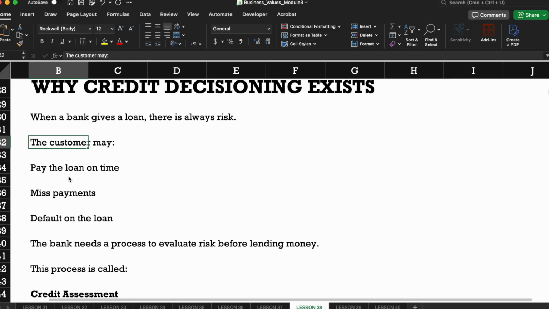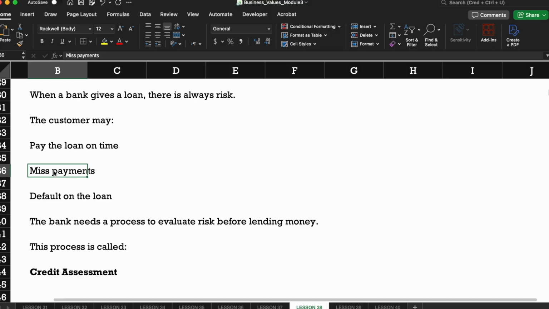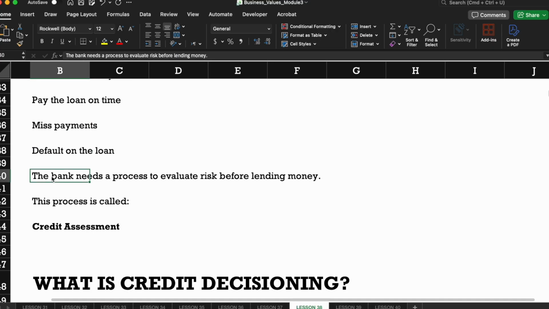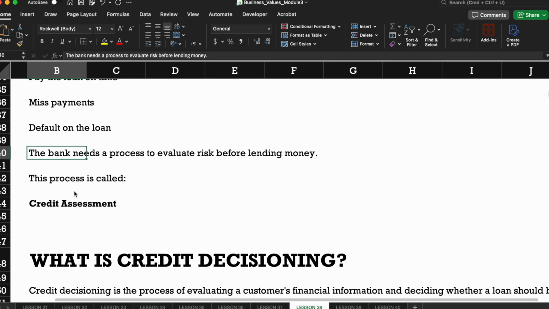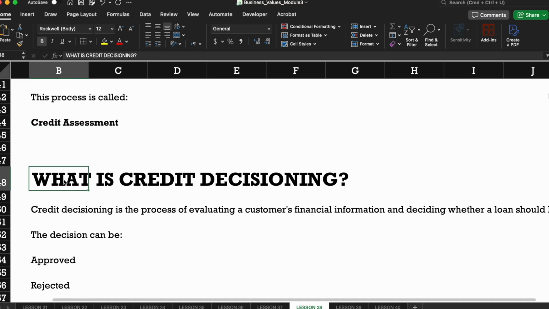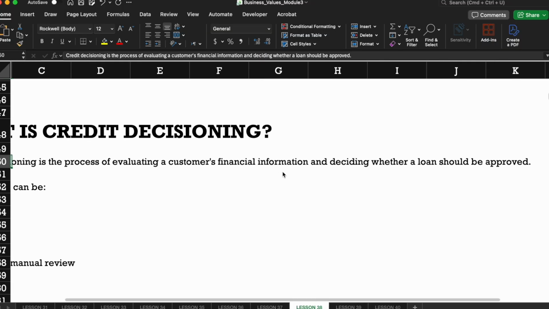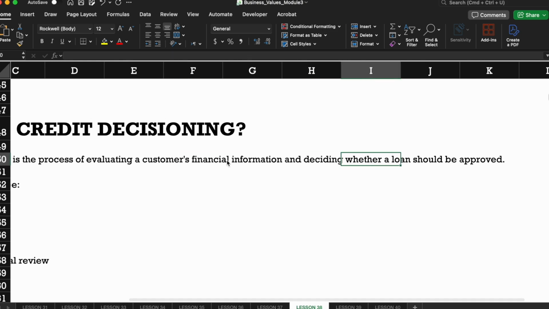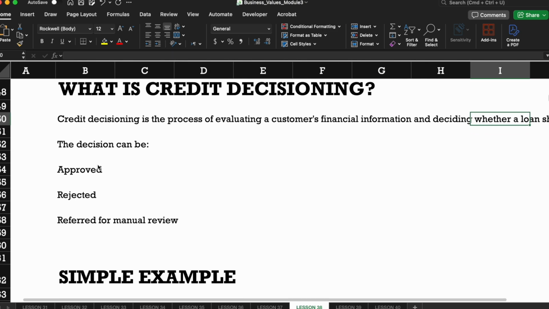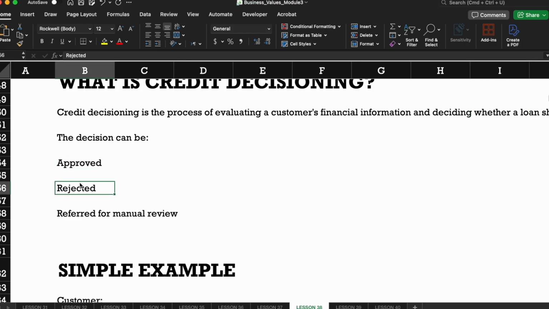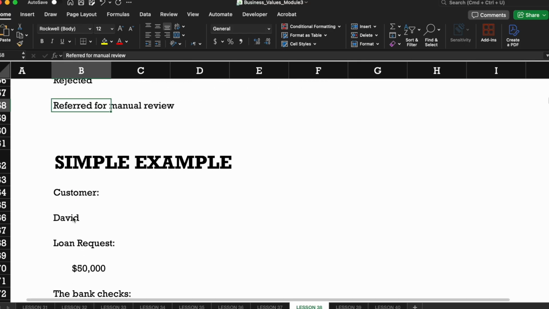The customer may pay the loan on time, miss a payment, or default on the loan. The bank needs a process to evaluate risk before lending money. This process is called credit assessment. What is credit decisioning? Credit decisioning is the process of evaluating the customer's financial information and deciding whether the loan should be approved or not. This decision can be approved, rejected, or referred for a manual review.